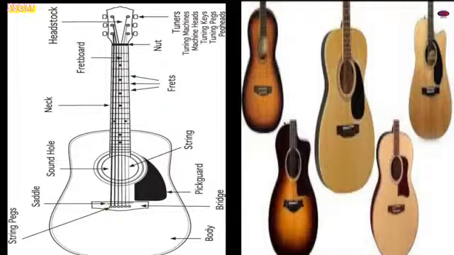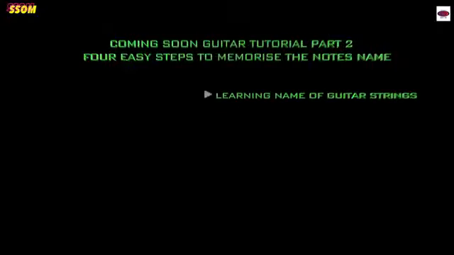So the last one is the body. You can see here, this is the body, and bodies may be of different sizes and shapes. You can see here so many sizes and shapes of the body, small, big. The main function of the body is just to hold the total structure of the guitar. That's it.